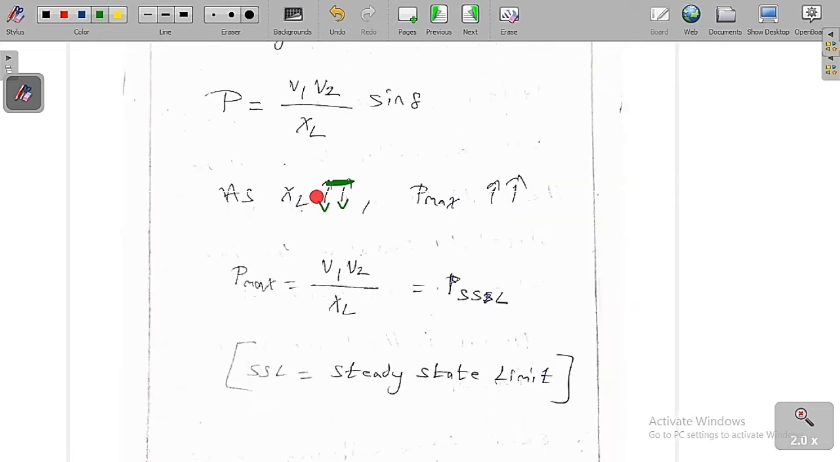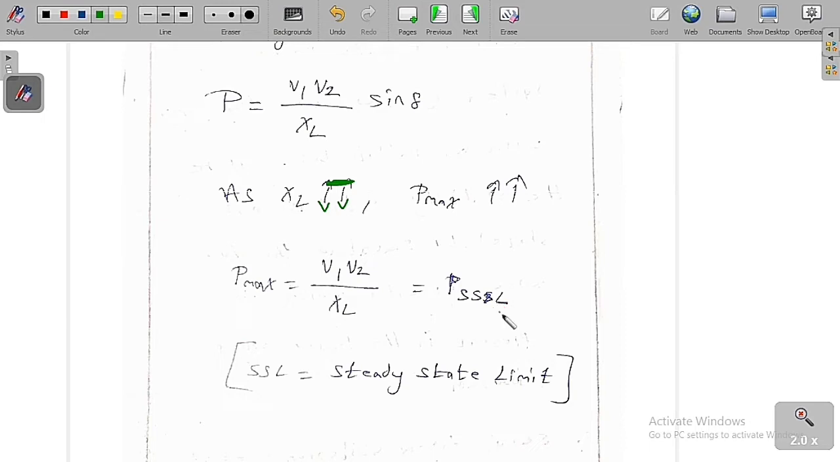You can see clearly that as XL decreases, as the overall reactance of the transmission line decreases, the maximum power will increase, because Pmax is equal to V1 V2 by XL. The maximum power is also called the steady state limit, that is PSSL. It is also called the steady state limit or the maximum power.